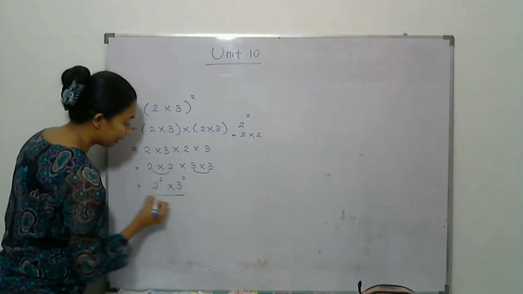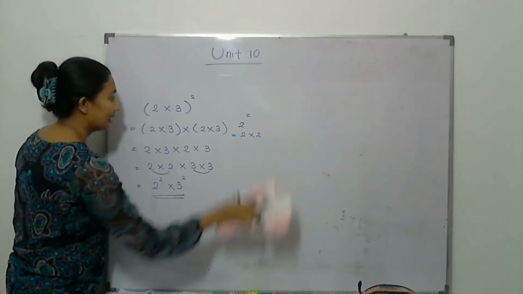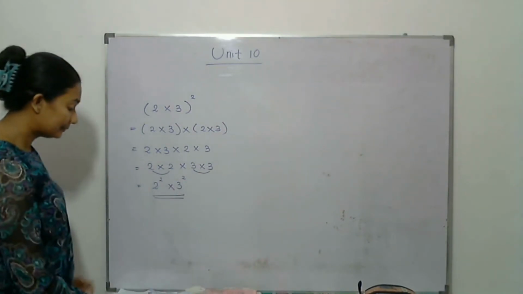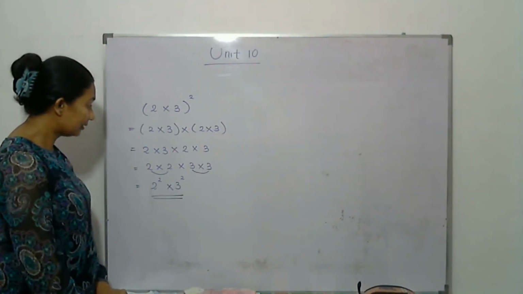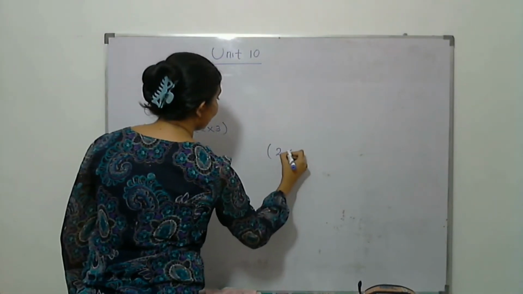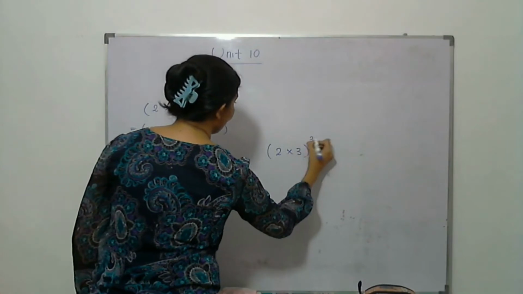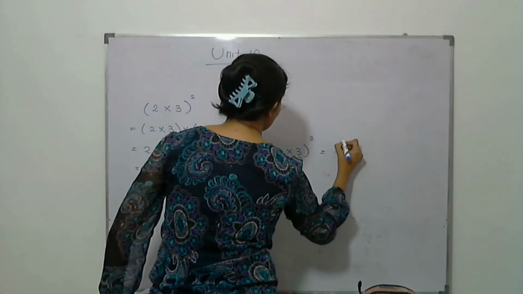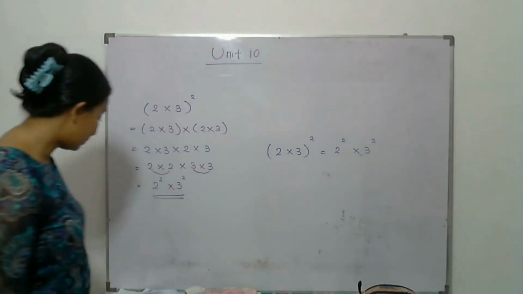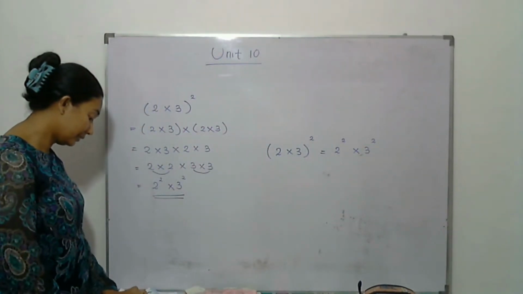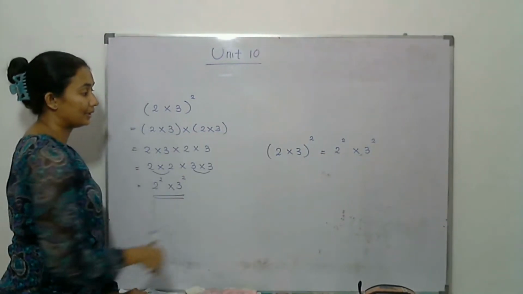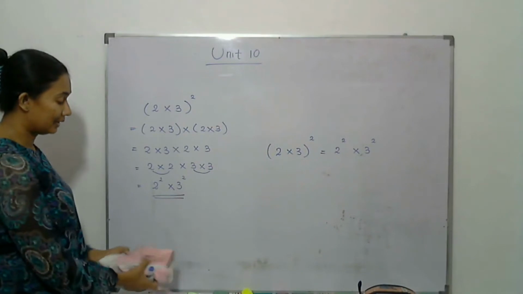I think it's easy. As your first example, you have to copy this down into your notebook. Now, after this one, we can write it like this: 2 into 3 to the power 2 is equal 2 to the power 2 into 3 to the power 2. Okay. Now, you have to write this one as your example 1.